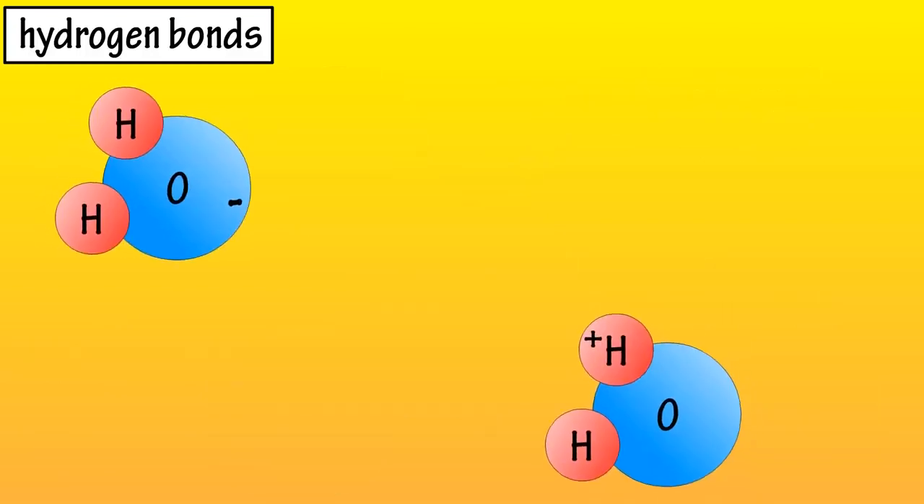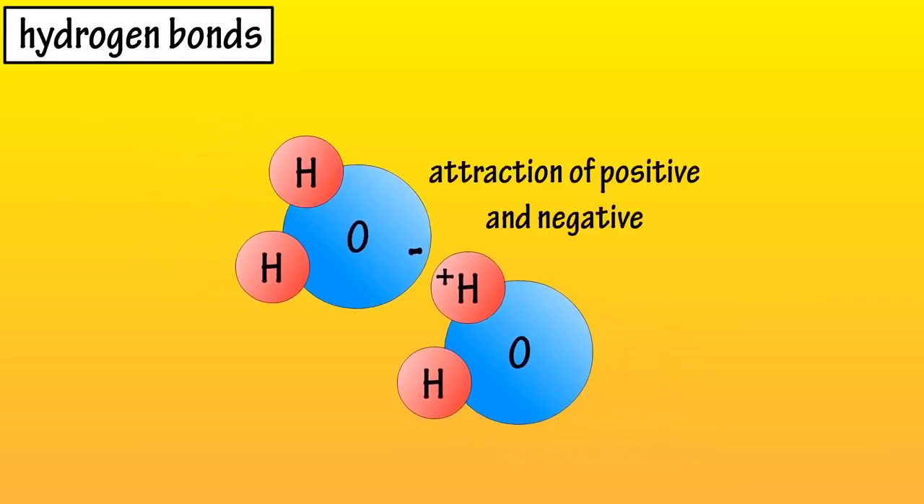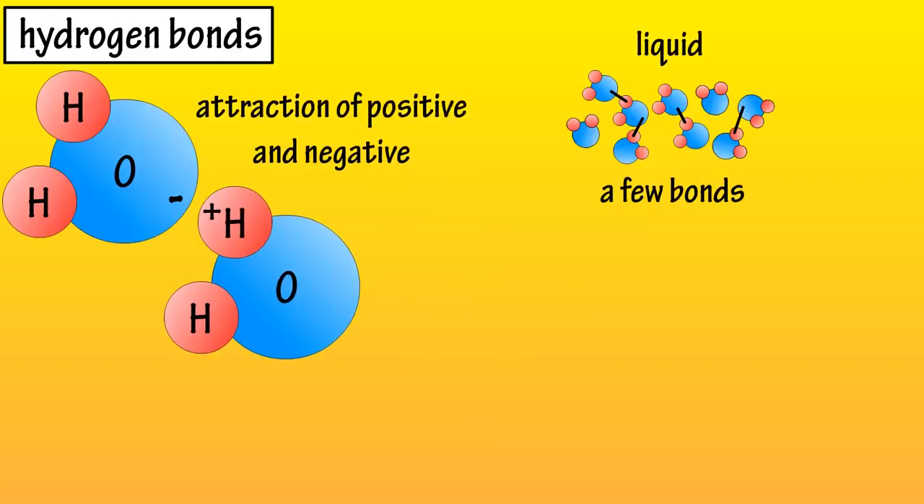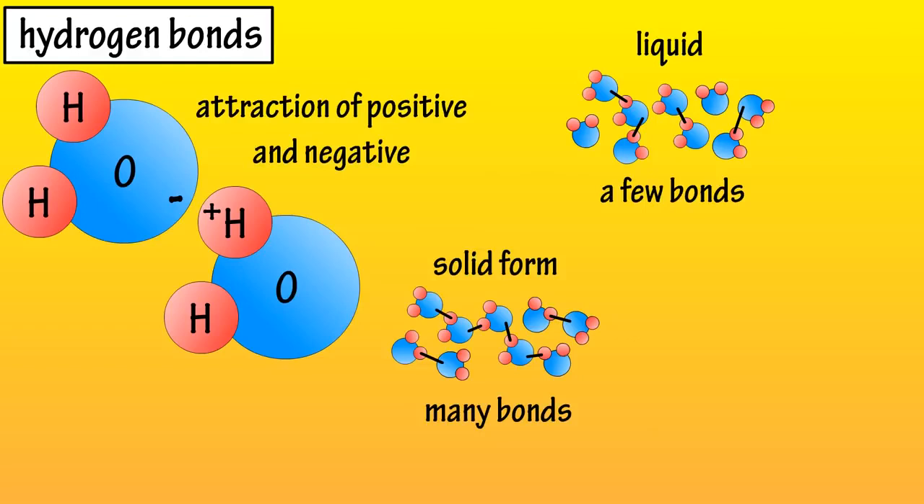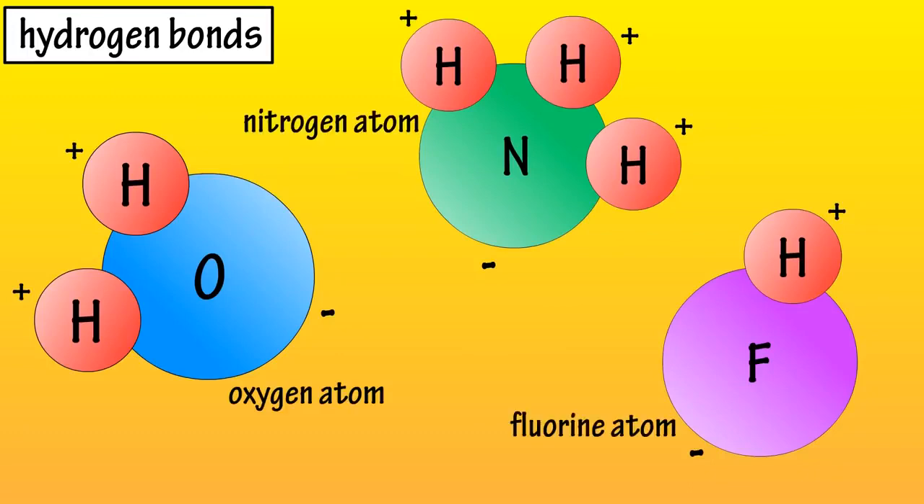These charged ends weakly attach the positive end of one water molecule to the negative end of an adjacent water molecule. When water is in liquid form, there are a few hydrogen bonds, in solid form, many hydrogen bonds, and when water is steam or gas, there are no bonds because the molecules are too far apart to form any bonds. Hydrogen bonds only form between hydrogen atoms that are covalently bonded to an oxygen, nitrogen, or fluorine atom. Hydrogen bonds are also important in the structure of proteins and nucleic acids, which we will cover in later videos.